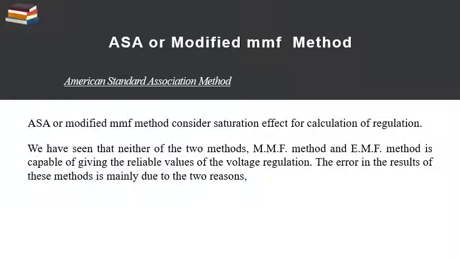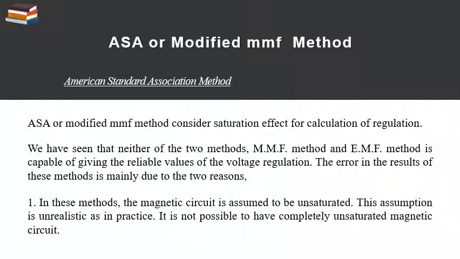We have seen that neither of two methods, MMF method and EMF method, is capable of giving the reliable value of the voltage regulation. The error in the result of these methods is mainly due to two reasons. Number 1, in these methods the magnetic circuit is assumed to be unsaturated. This assumption is unrealistic, as in practice it is not possible to have completely unsaturated magnetic circuit.